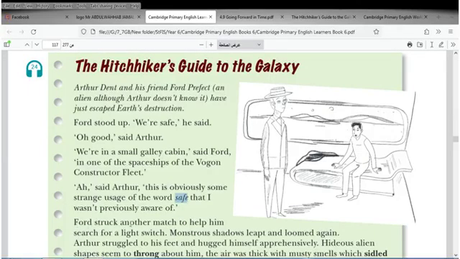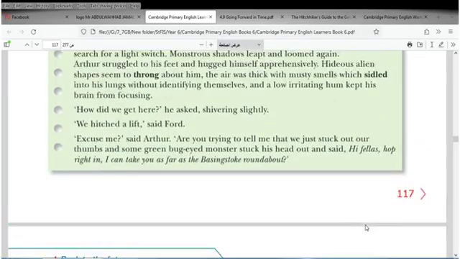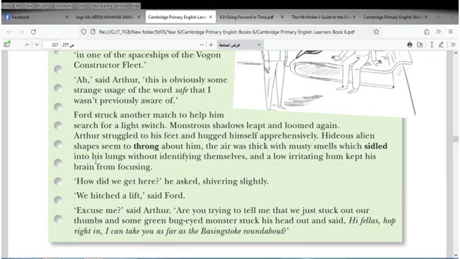Ford struck another match to help him search for a light switch. Monstrous shadows leapt and loomed again. Arthur struggled to his feet and hugged himself apprehensively. Hideous alien shapes seemed to throng about him. The air was thick with musty smells which sidled into his lungs without identifying themselves, and a low, irritating hum kept his brain from focusing.